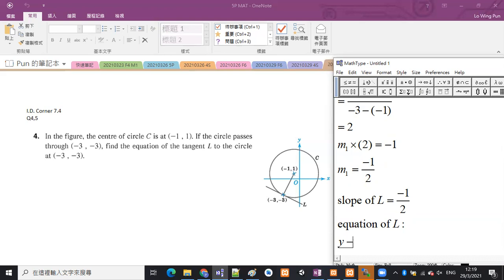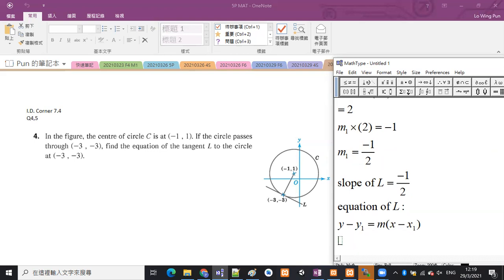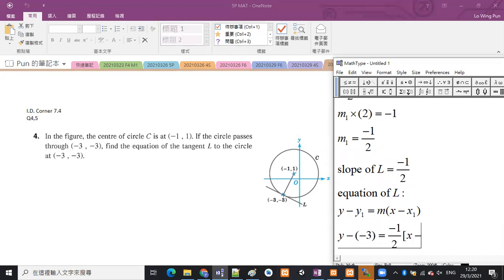y minus y1 equals m times x minus x1. Okay? x1, y1 will be the point, the x, y coordinates of the point we have chosen. That should be -3, -3. m is the slope. That is -1/2 this time. So y minus -3 equals -1/2 times x minus -3.